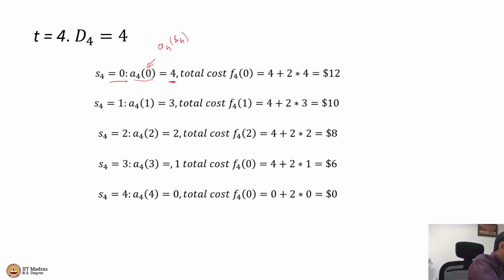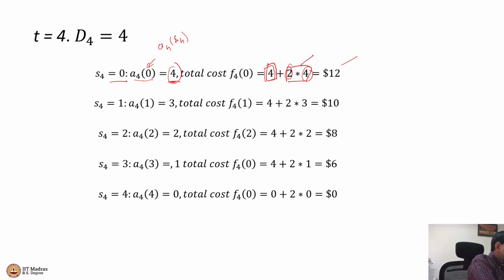When S4 is 0, the action is to order 4 units, and the total cost is $4 for ordering, 2 multiplied by 4 for the cost of the product. $2 per product, I am ordering 4 products, right? And therefore 4 into 2 is the total cost of the product to be paid to the supplier. $4 is the cost of ordering, right? So $12 if I have to order 4 products.